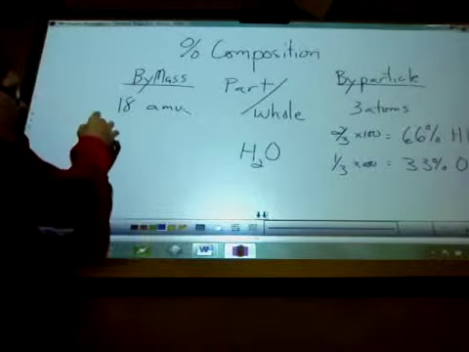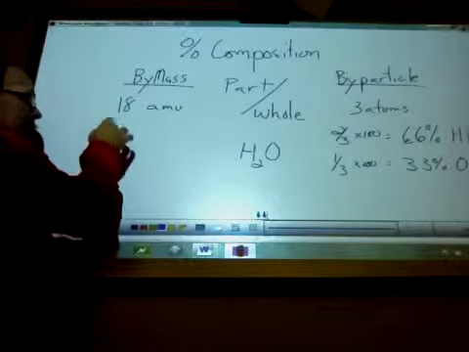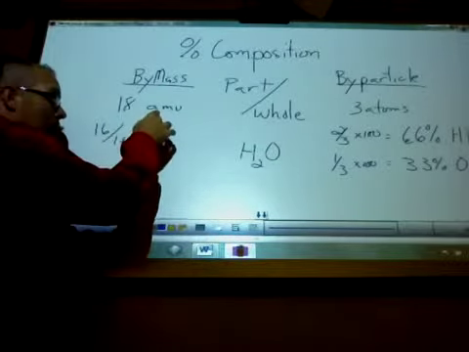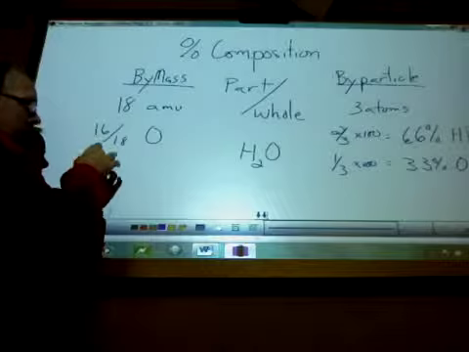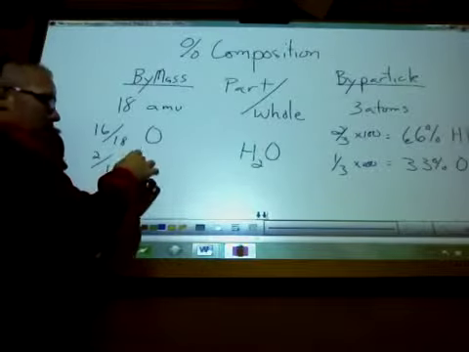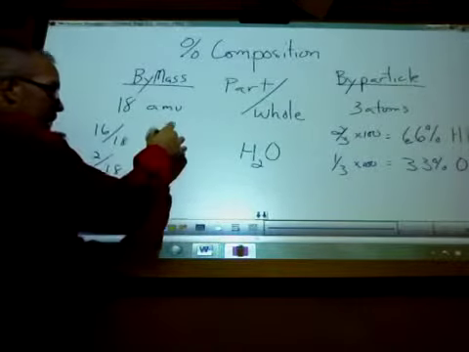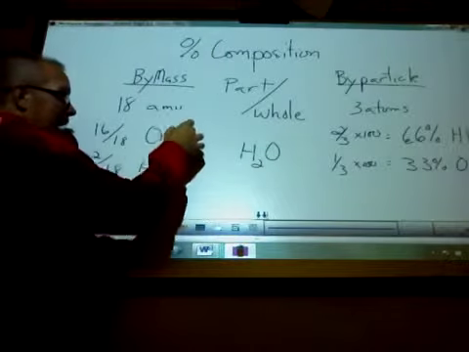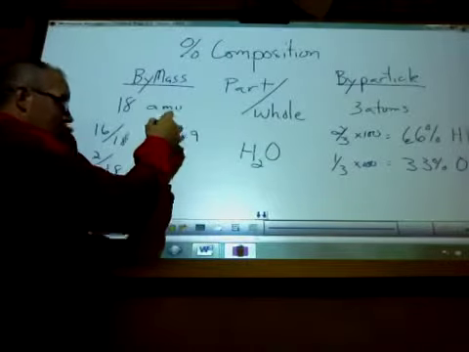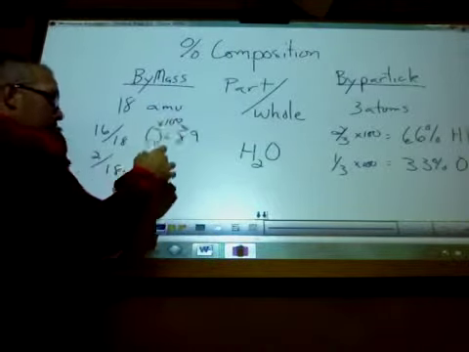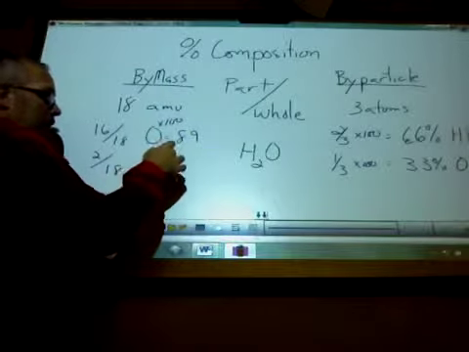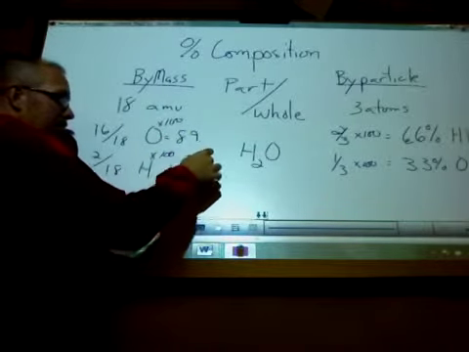Now, I know that 16 of those 18 AMUs belong to oxygen, and I know that 2 of the 18 AMUs belong to hydrogen. Now, when I divide those numbers out, I come up with about an 89, and I multiply again by 100, and I come up with about an 11%.